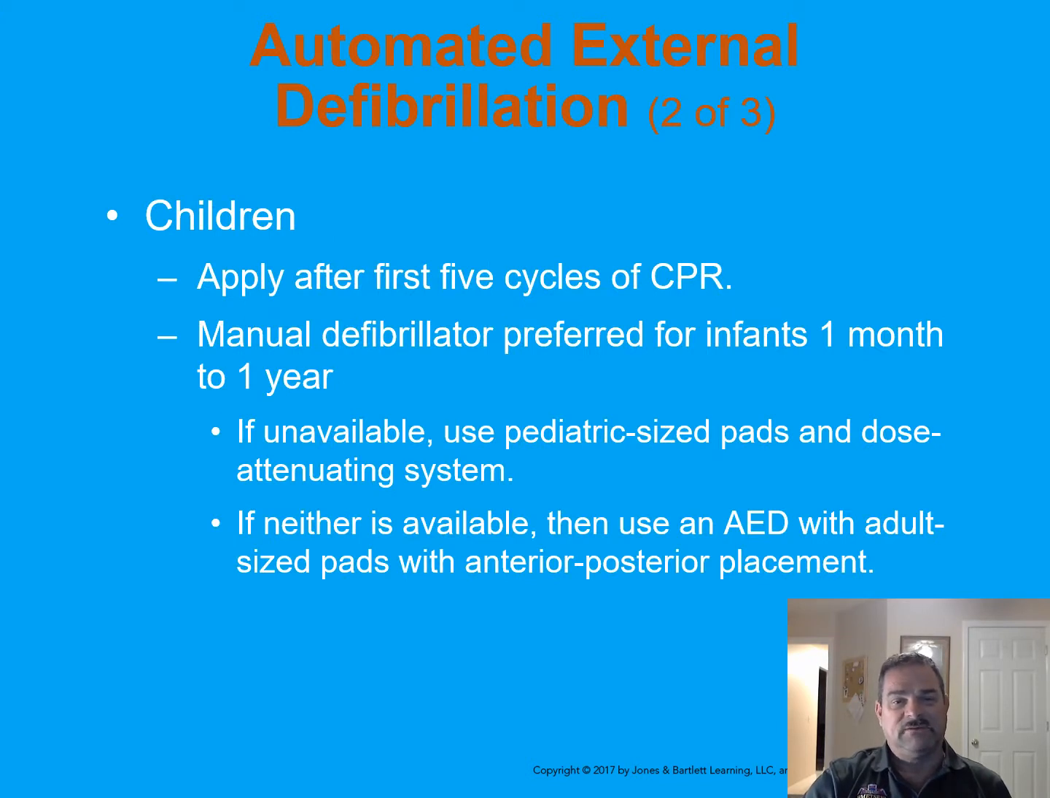Okay, so AED in children: apply after the first 5 cycles. Do 5 cycles of CPR and then go ahead and apply it to a child. A manual defibrillator is preferred for infants 1 month to 1 year. If unavailable, you can use pediatric-sized pads and a dose attenuating system. If neither is available, then an AED with adult-sized pads with anterior and posterior placement can be used.